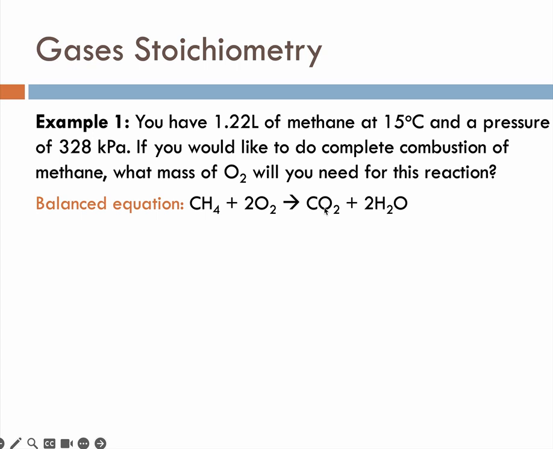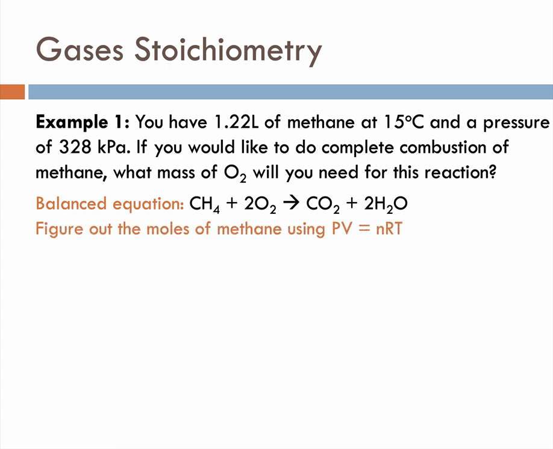There's one carbon on each side, so the carbons are already good. Next, I do the oxygens. Next I do the hydrogens. There's 4 hydrogens on the left side, so I need a 2 in front of the water to make 4 hydrogens. Then I just count up all the oxygens I've got on the product side. 1, 2, 3, 4, right? 2 plus 2 is 4. So I put a 2 in front of the O2, gives me 4 oxygens, and it's all balanced.